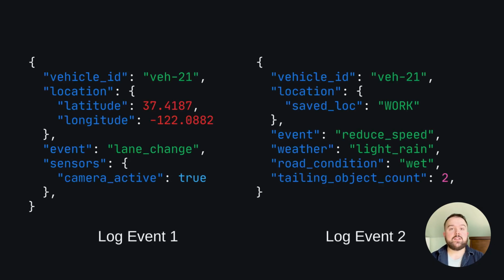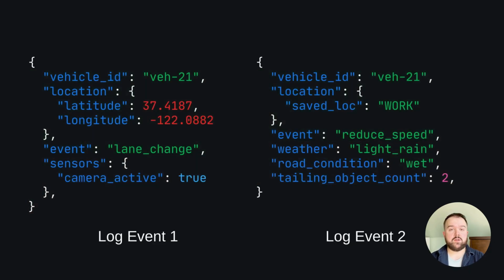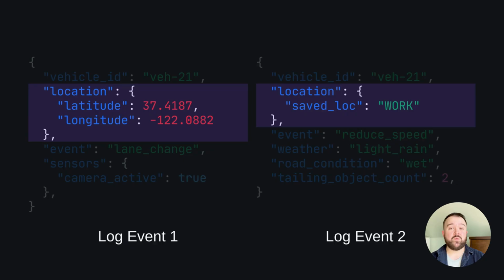You can see that these two JSON log events from a self-driving car each have a different set of keys and values. For example, event 1 has information about the sensors, while event 2 has information about the road conditions. You can also see that each value has a specific data type, like a number or a string. But the value data type for each key can change as well. For instance, the keys nested under the location key can carry either floats or strings.